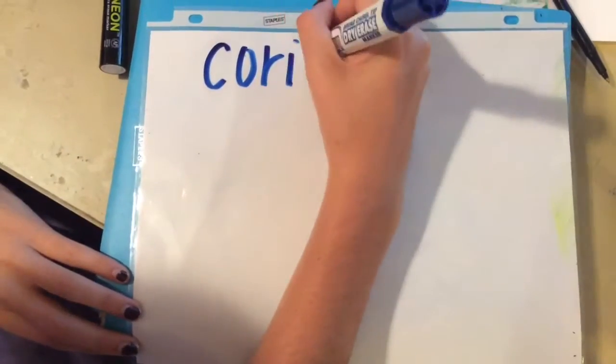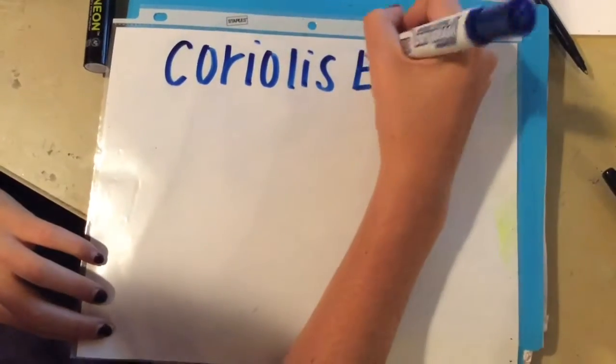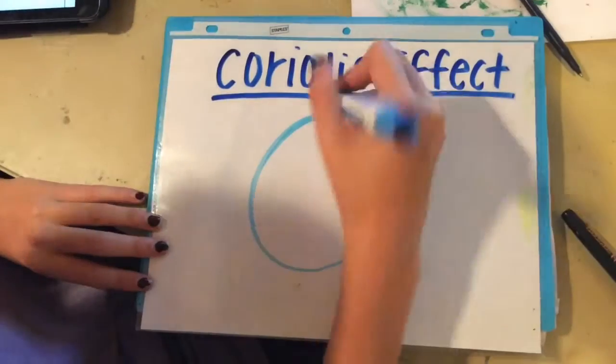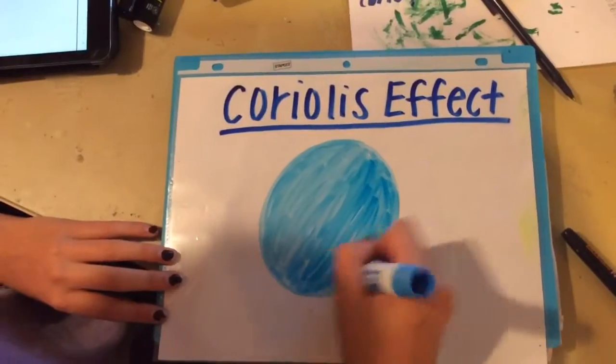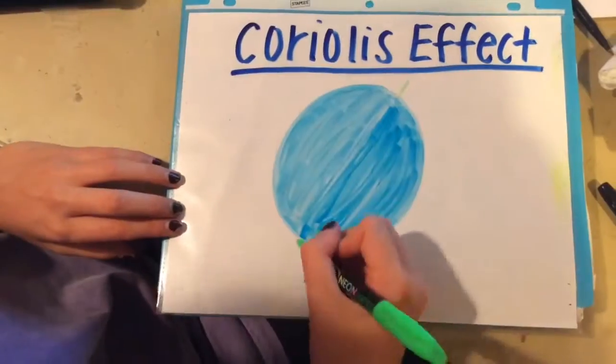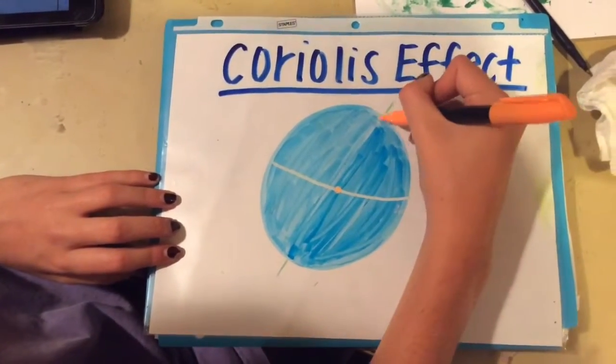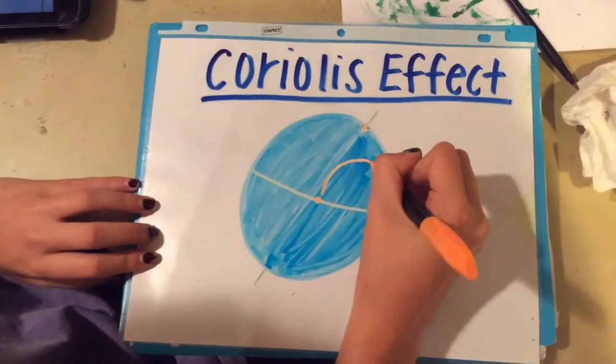The Coriolis effect. On Earth, the Coriolis effect determines which way objects and winds appear to deflect. In the northern hemisphere, if you are trying to go from the equator to the North Pole, you will appear to deflect right.